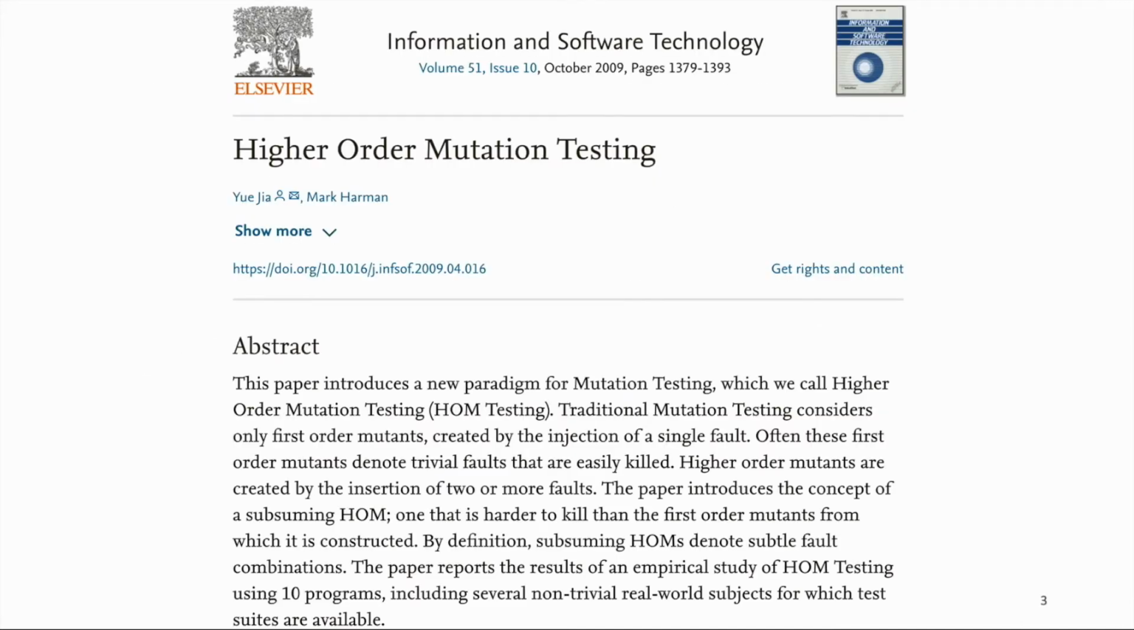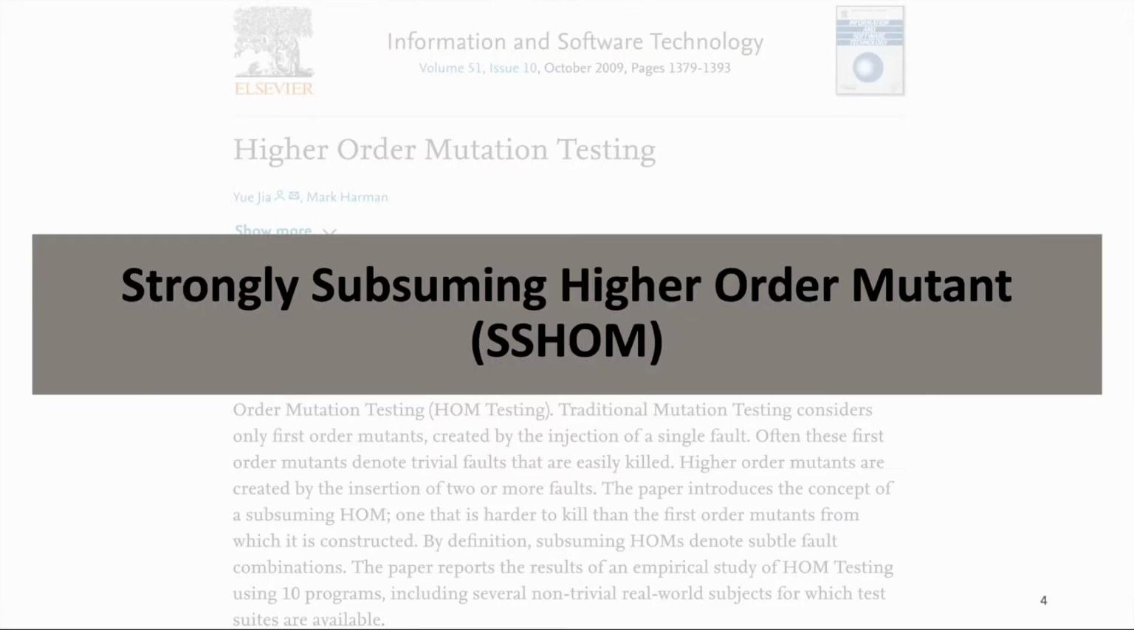Jia and Harman have systematically investigated different types of higher-order mutants in their studies, and they found out that a specific type called strongly subsuming higher-order mutant can be beneficial. The central idea behind using strongly subsuming higher-order mutants is that they are harder to kill than normal first-order mutants. Let me give you such an example.